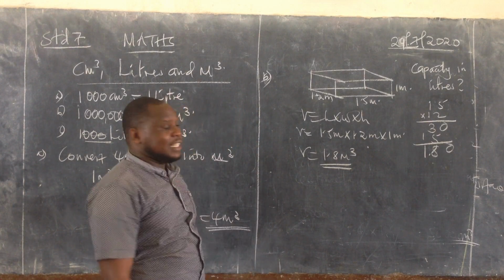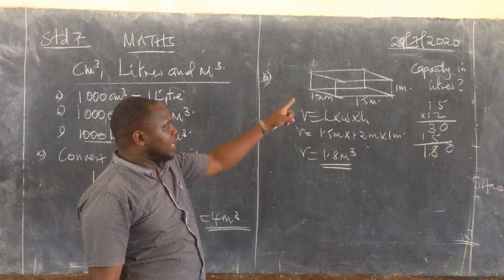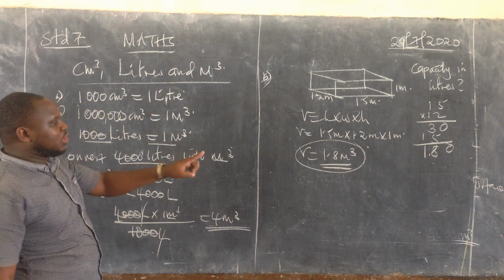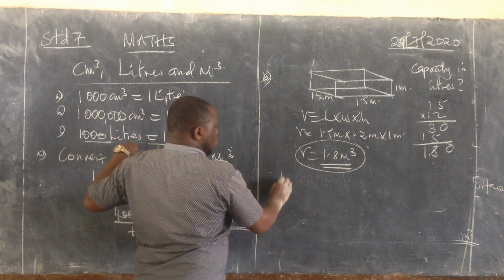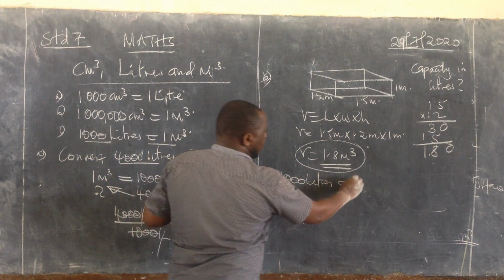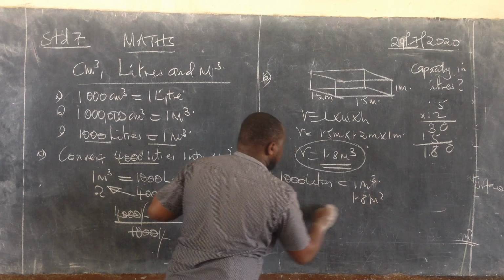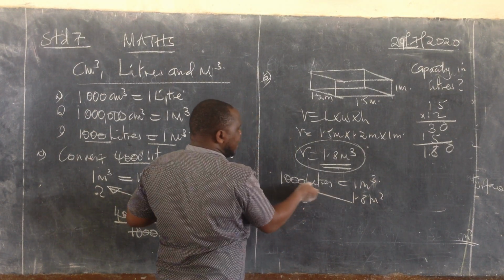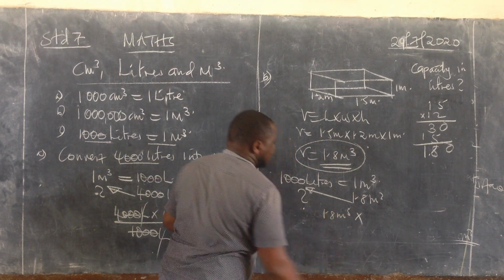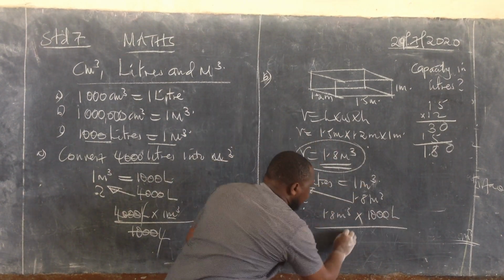So after getting that, Lana, that is not the answer. We move now to the question: what is the capacity of this in liters? Now we come to where we have liters and cubic meters. See, 1,000 liters is equal to 1 cubic meter. What about 1.8 cubic meters? It is how many liters? So this lower number is multiplied by the number above the question mark. That is going to be 1.8 cubic meters times 1,000 liters over 1 cubic meter.